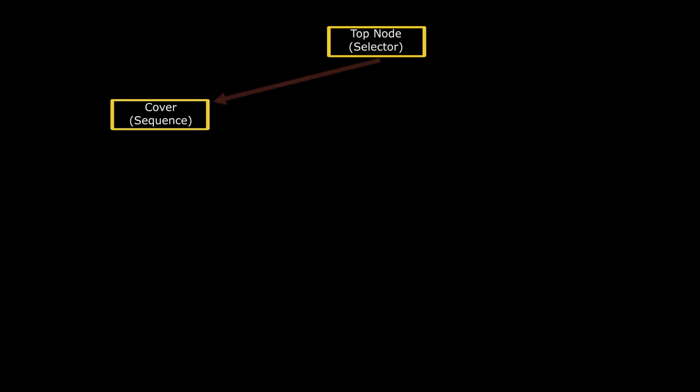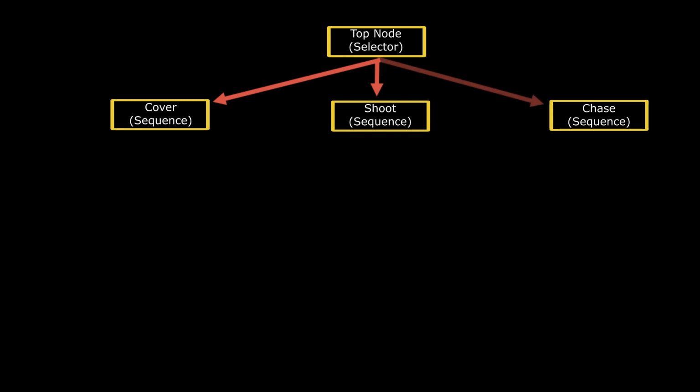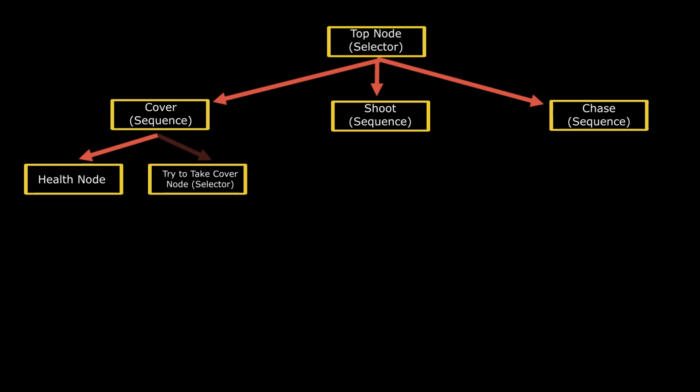Now let's take a look at the tree that we will be working on. The top node will be a selector node that will have three children. First, the cover node, which will be a sequence. The second one will be a shoot sequence node. And the last one will be a chase sequence node. Now, in the cover sequence node, we will have two nodes. The first will be a health check node. The second one will be the try to take cover node.